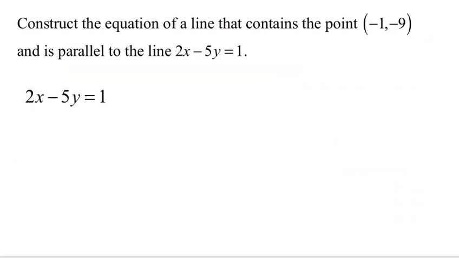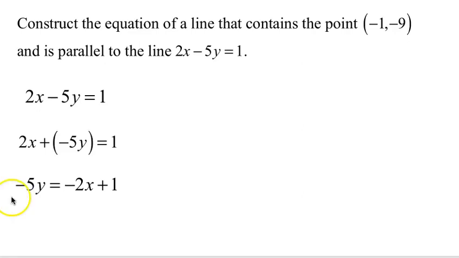Construct the equation of a line that contains the point negative 1, negative 9, and is parallel to the line 2x minus 5y equals 1. So I need to find what is the slope of this line. So we're going to solve for y. I'm going to make that plus negative 5y just to keep track of the negative sign. Add negative 2x to both sides. So negative 5y is negative 2x plus 1.